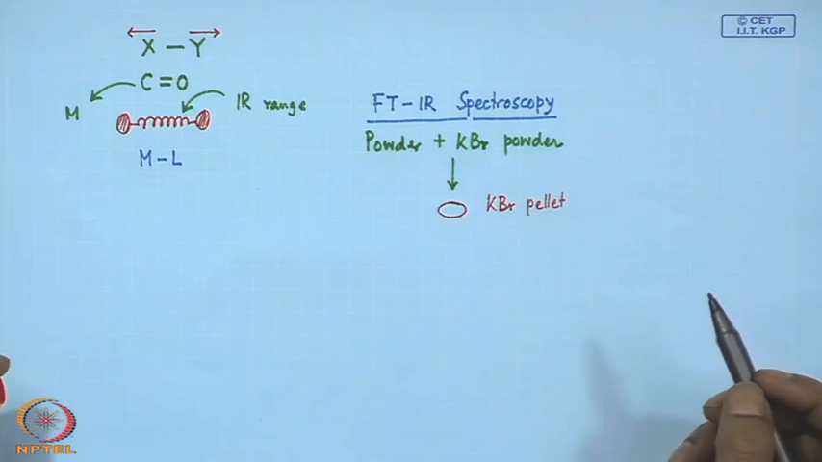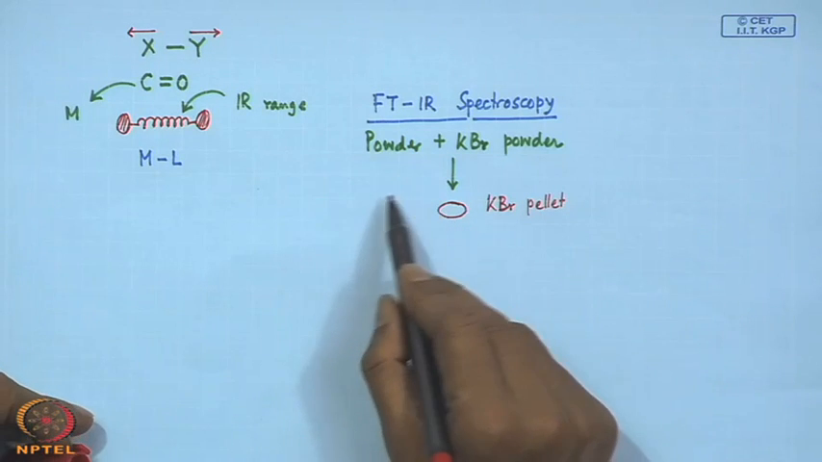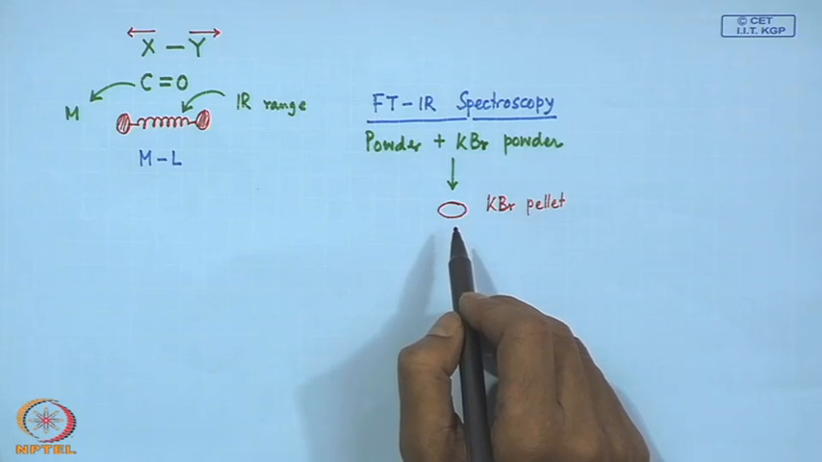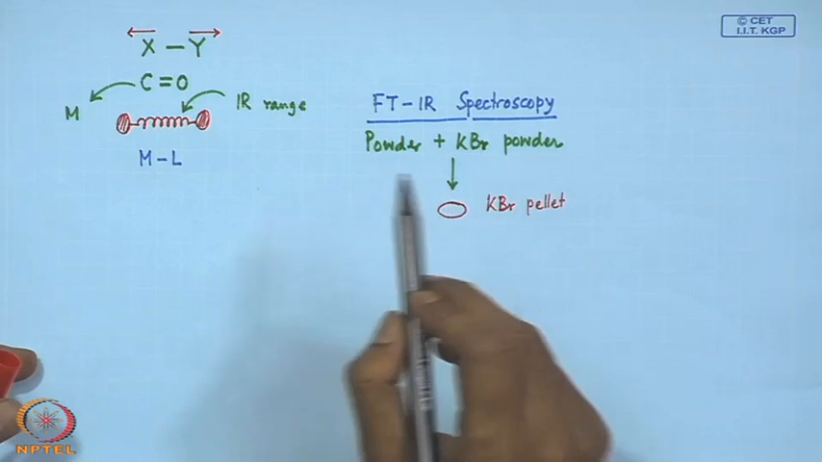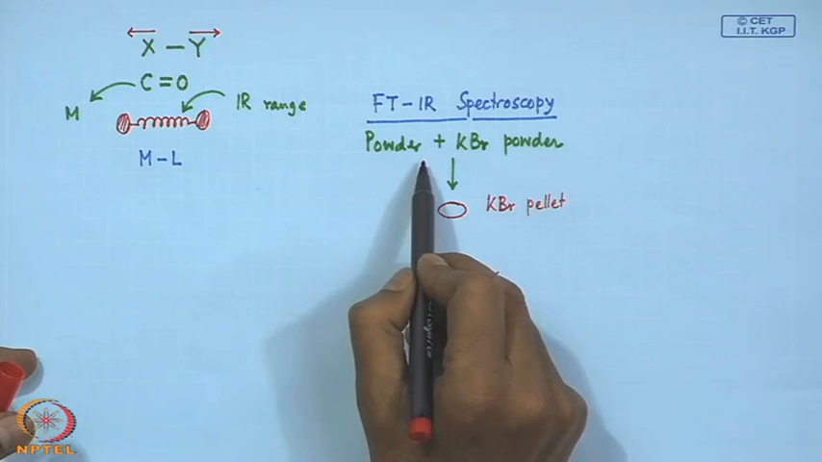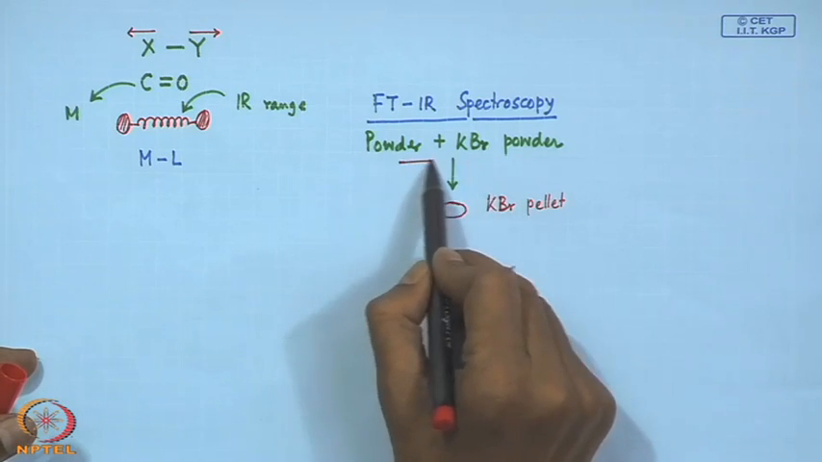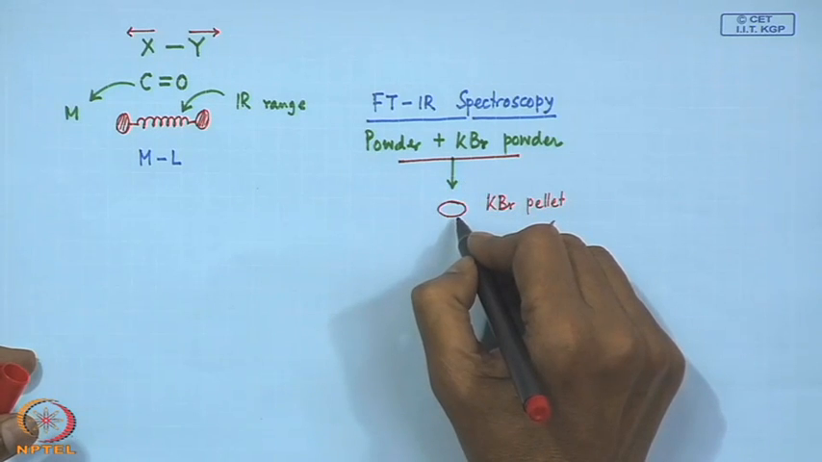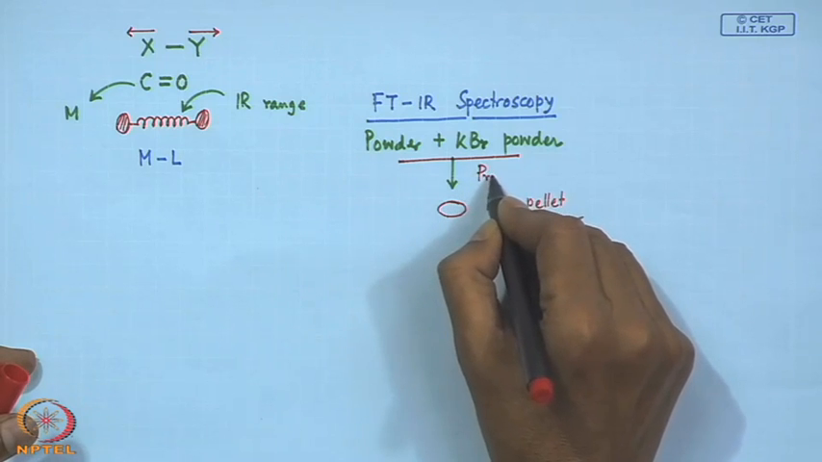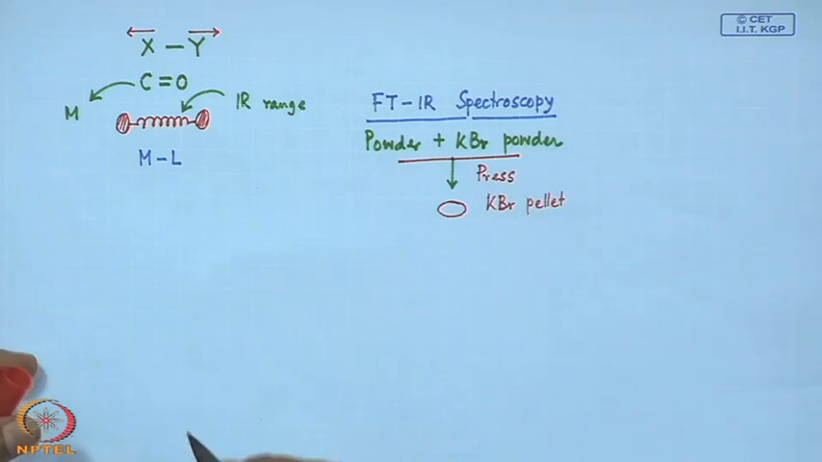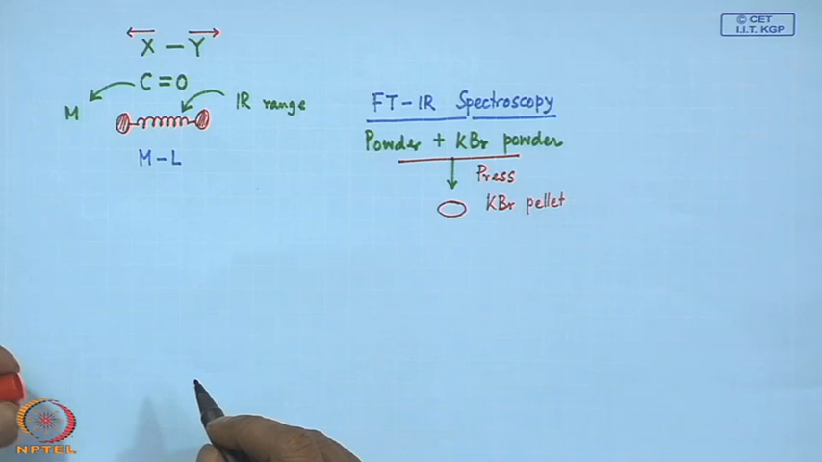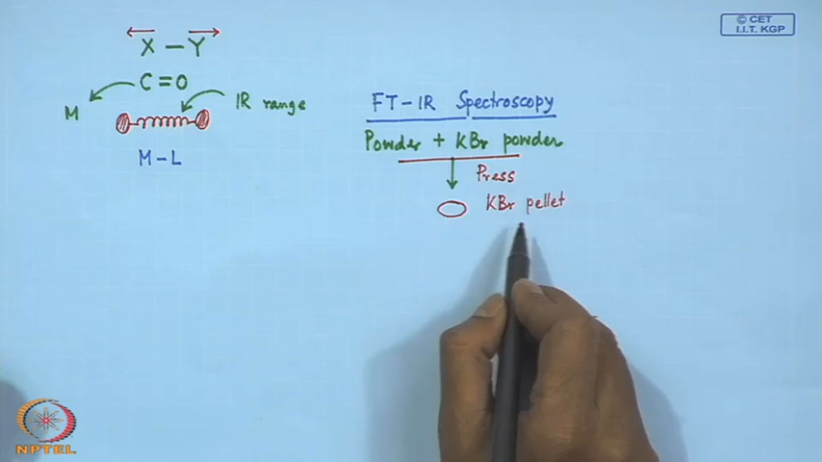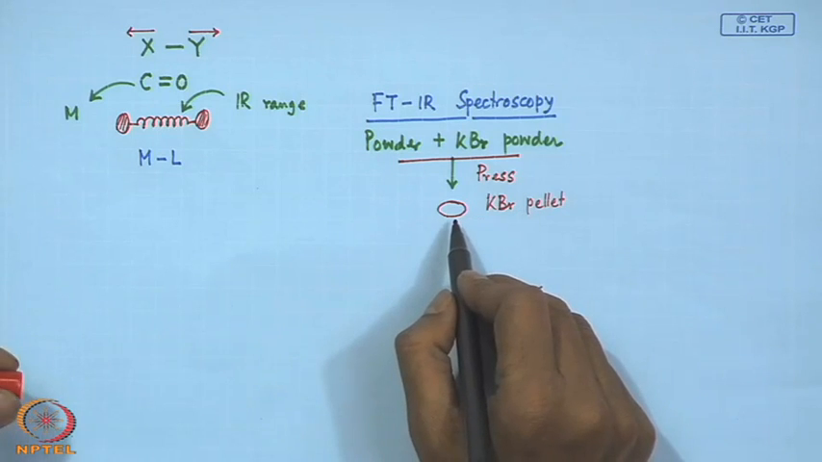So, this KBr pellet is formed, and this particular pellet is inserted into the machine to record the corresponding FTIR spectrum. For our sample, that means grinding with KBr powder and then pressing it in the corresponding hand press. So, it is within the press. We press this material such that we get a nice KBr pellet, and this KBr pellet is then inserted in the machine.